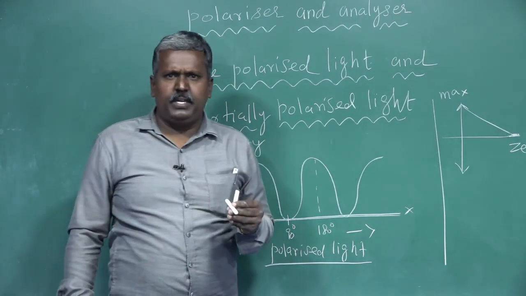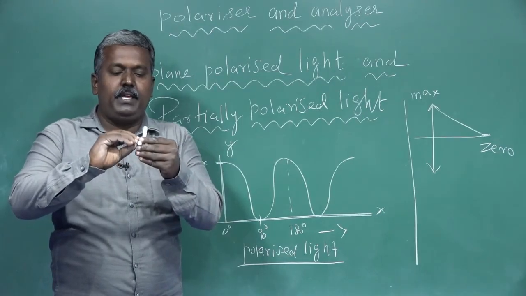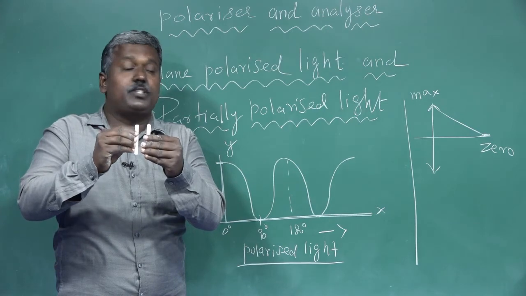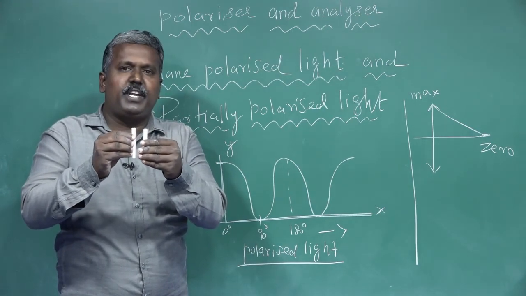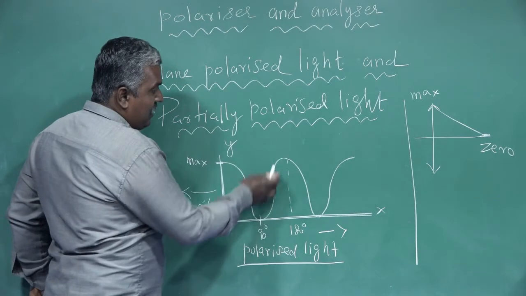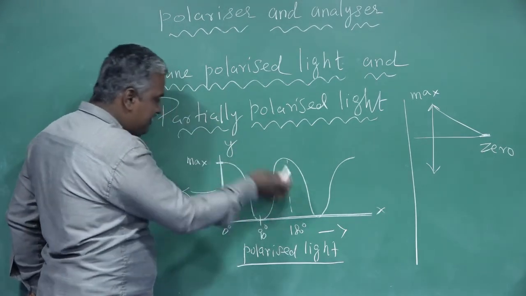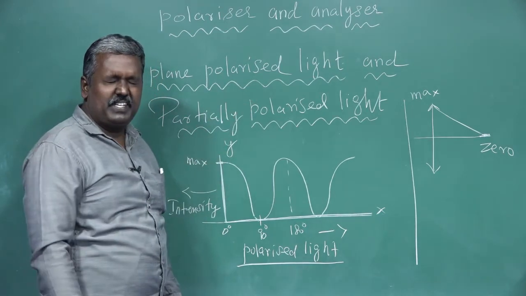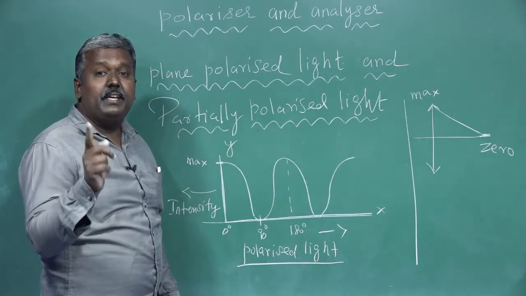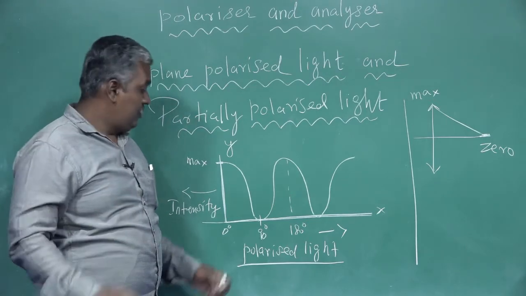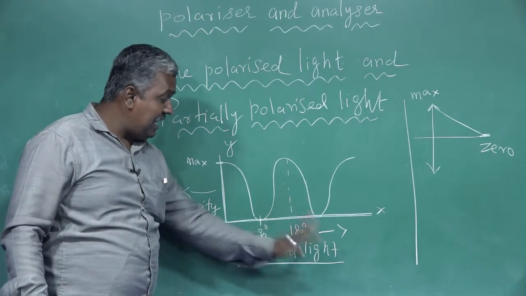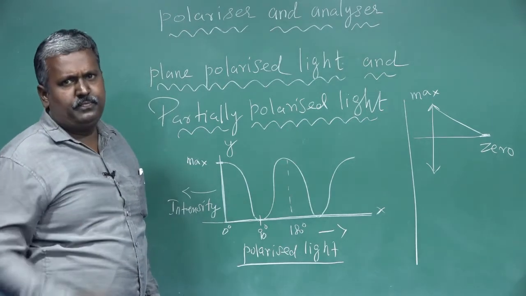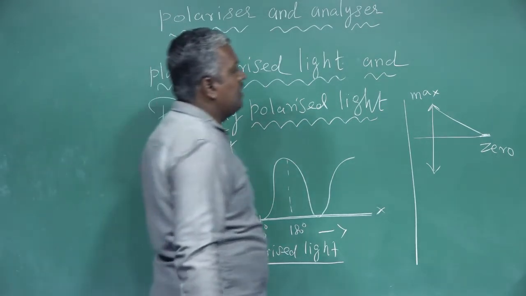Again rotating gradually like this, P2 starts increasing at 180 degree. Am I correct or not? This is shown in the figure, very simple. It alternately goes on like this for every 90 degree of rotation of the analyzer. So that is called plane polarized light, from maximum to 0.